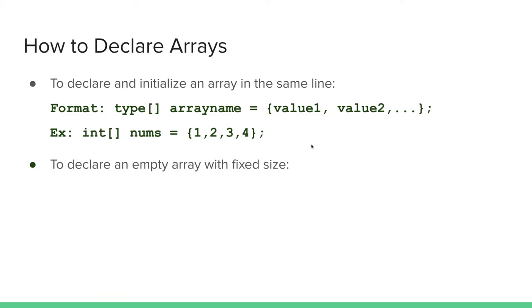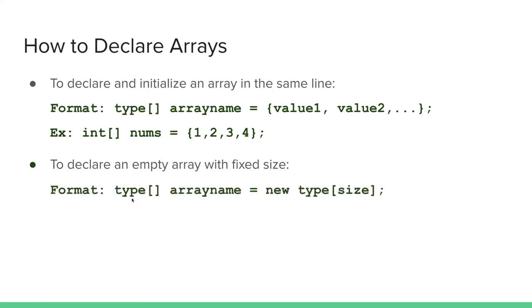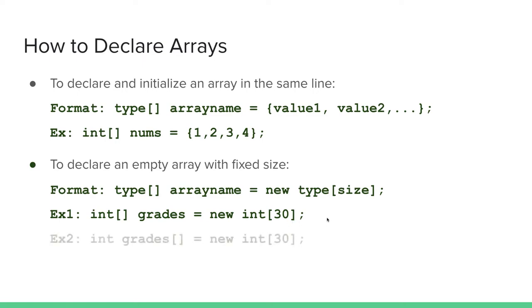Another way to declare an array is to declare an empty array with a fixed size. The format is, again, the type of the array, followed by a set of square brackets, the array name, is new type, with the size specified within the square brackets. Let's see an example: int[] grades = new int[30]. Another example, we can declare it as int grades[] = new int[30]. Notice that both are valid ways to declare arrays in Java.